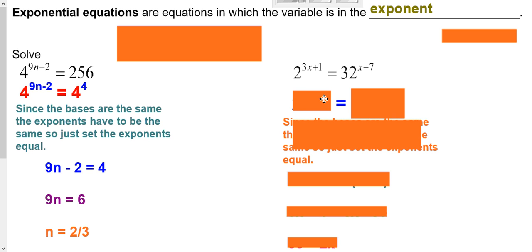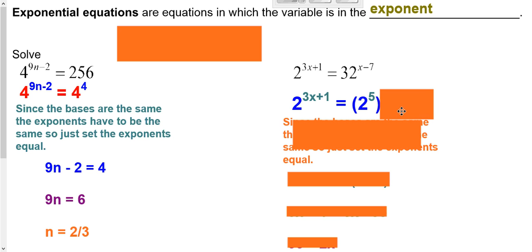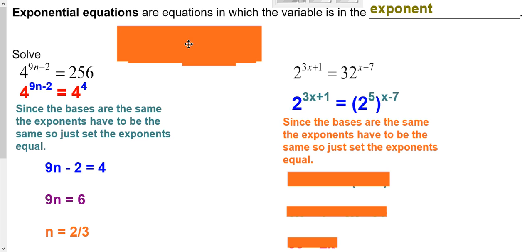Same idea here on the right. We want to try to get the same base on each side. The left side is already 2 to the power. Can't really do much to that, but 32, remember, is 2 to the fifth, still all raised to the x minus 5. We now have 2 to the power on the left, 2 to the power on the right, so we should be able to drop the bases.